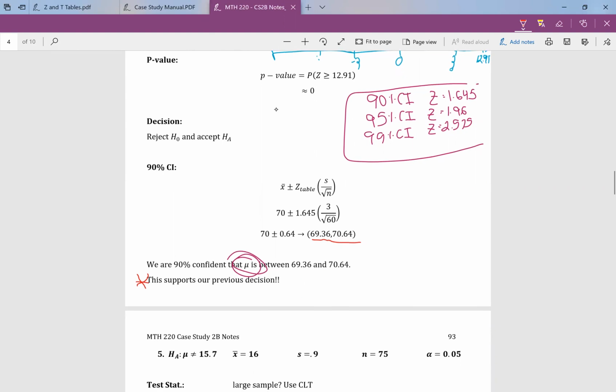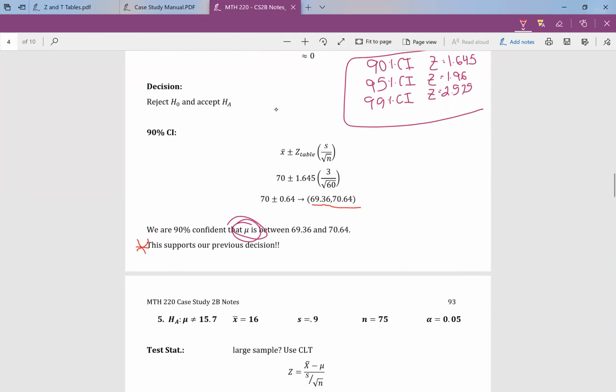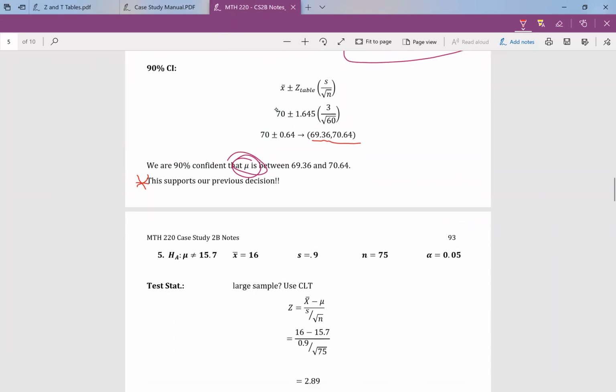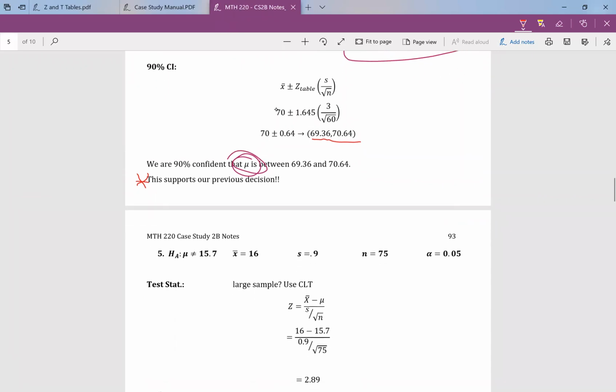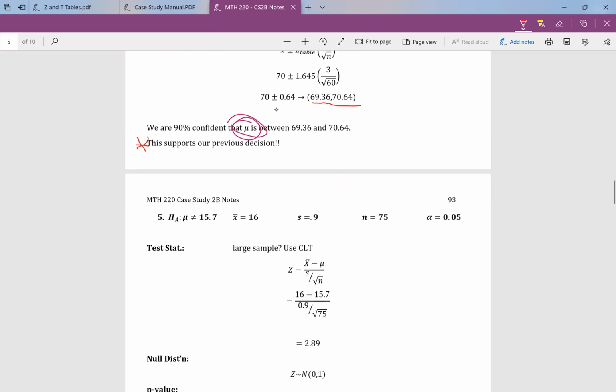Okay, test statistic. Do we have a large sample? Yes, use the central limit theorem. So that means we're going to use our Z formula. I give you all the values to plug in there. And after you plug those in, you should get the number 2.89. Anytime our test statistic is Z, what is our null distribution? Standard normal.